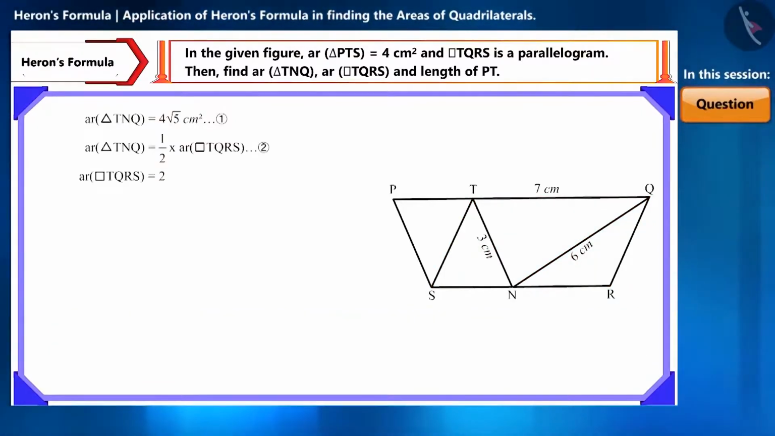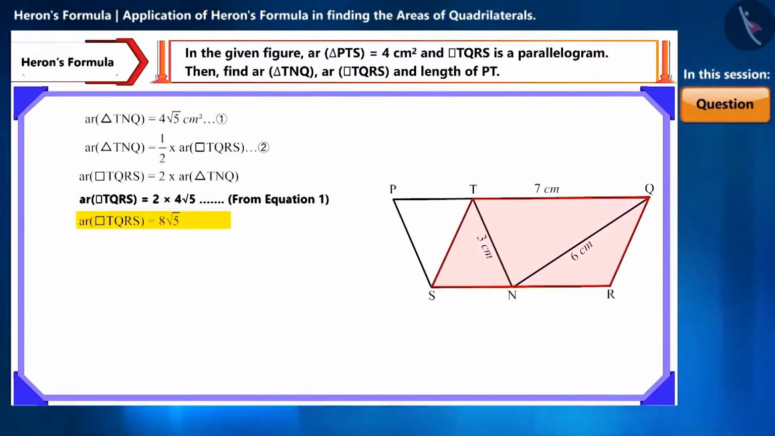By writing this equation in this way, we can find the area of the quadrilateral TQRS. We will obtain the area of the quadrilateral TQRS as 8 root 5 square centimeters.